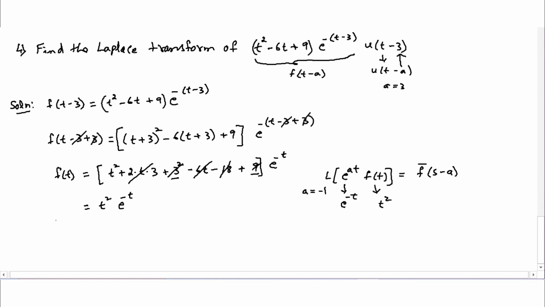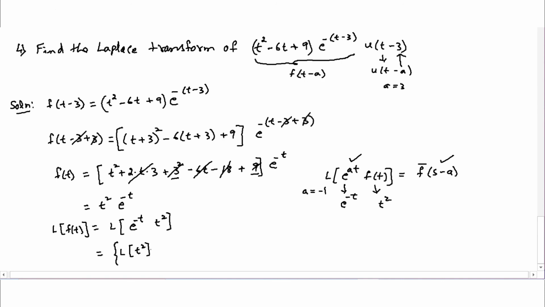If you want to find the Laplace transform, let us take the Laplace transform on both sides. Laplace transform of f of t is equal to Laplace transform of e power of minus t, then t square. Whenever you have e power of at, the function will shift from s to s minus a. So first I need to find the Laplace transform of t square.